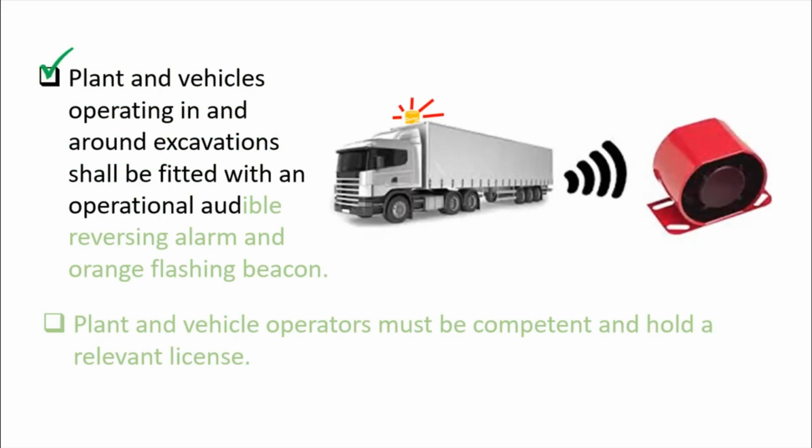Plants and vehicles operating in and around excavations shall be fitted with an operational, audible reversing alarm and an orange flashing beacon. So when the truck is reversing, it should have a reversing alarm to alert others near the excavations, and there is also an orange flashing beacon on top so that it will be visible.